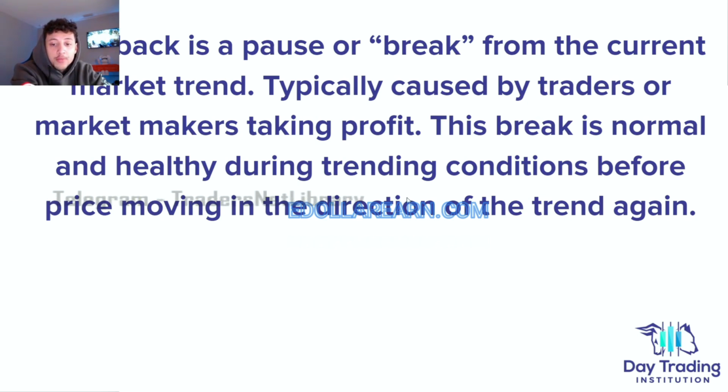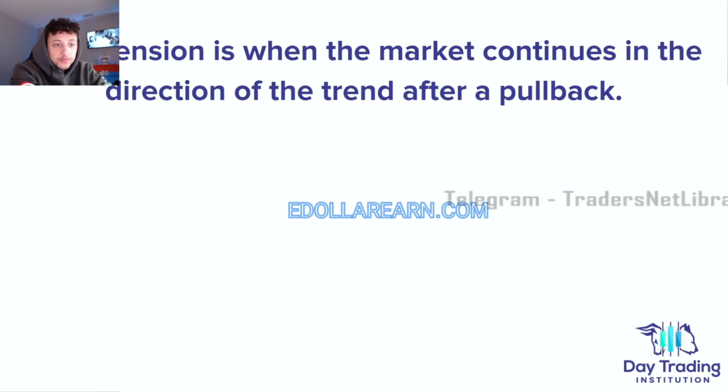So let's just say the market is going up and trending bullish, we're going to have a bearish pullback. That's normal. It doesn't mean that the trend has died. This is why we understand market structure, so that we know when the trend has died, but a pullback is normal, right? Now, what is an extension? An extension is when the market continues in the direction of the trend after a pullback. Typically, an extension is when price goes higher than where the pullback actually started.